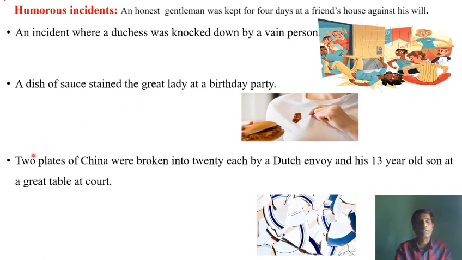He also narrates another story in which a Dutch envoy and his 13-year-old son came to a party at a court. There they wanted to prove their good manners, and in the process of proving their good manners, they broke two plates of china into 20. So these four instances are examples of ceremonial behavior.